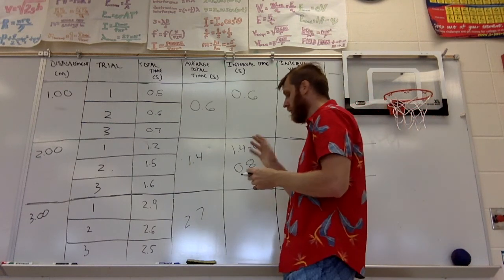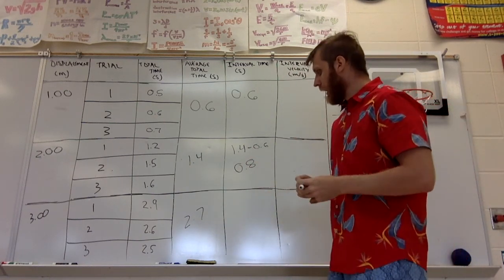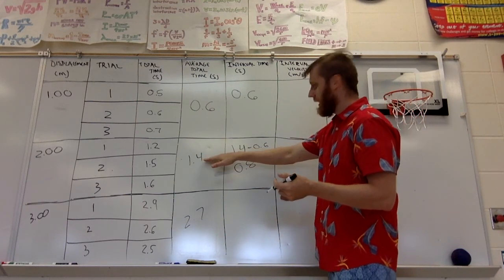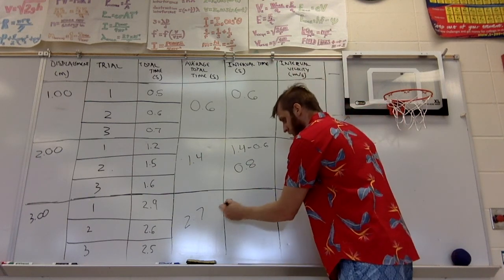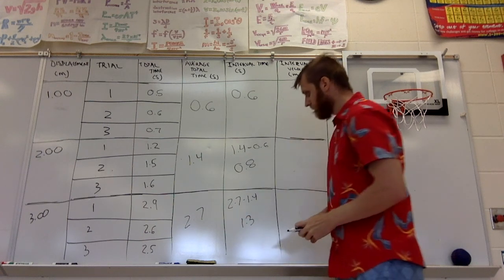But for right now, we're going to talk about 0.8 seconds, about. The next one, how long did it take to go from the 2 meter mark to the 3 meter mark? Well, it was at 1.4 seconds on average. Then it went to 2.7 seconds on average. So 2.7 minus 1.4 is about 1.3 seconds.